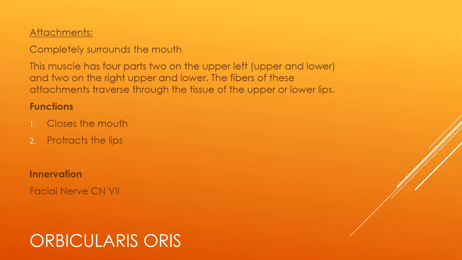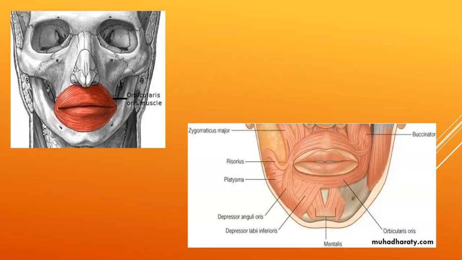Its function is first to close the mouth, and secondly, when the proper fibers contract, it makes us pucker our lips as though we were about to kiss, and that is called protracting the lips. Again, cranial nerve 7, facial nerve.